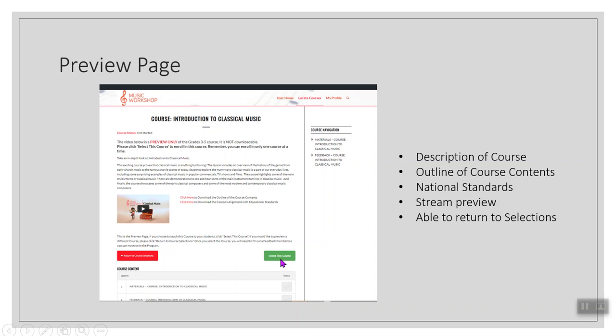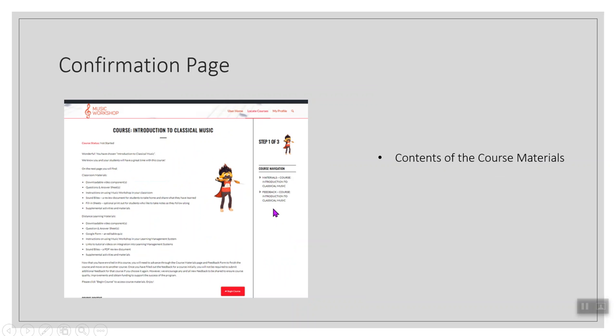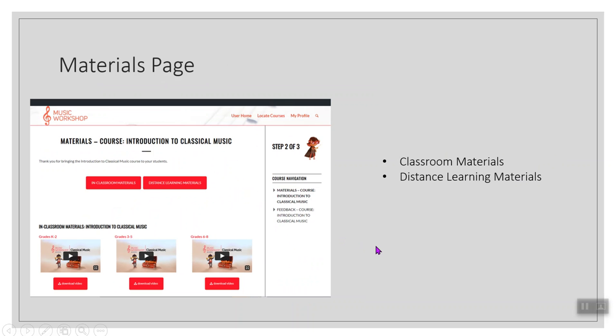However, once you hit the Select This Course button, you'll be required to move through the confirmation page, materials page, and feedback form before you can return to the course offering list and teach another course. On the confirmation page, it has a listing of all the materials that are included with this particular course. You will then move on to the materials page. On the top of the page, there are 2 red buttons to take you to the classroom materials or distance learning materials. You can also scroll down the page to access the materials.